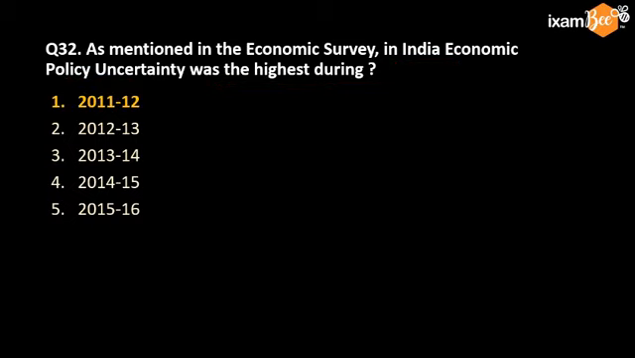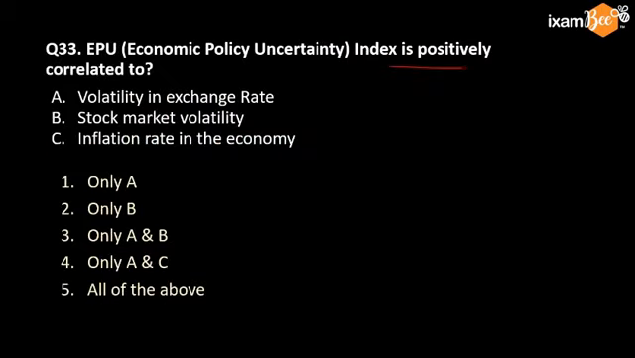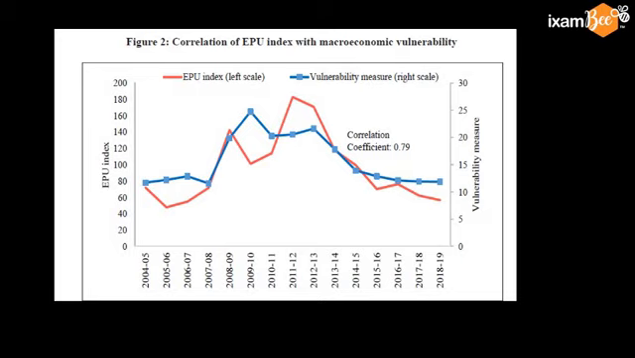The answer is policy uncertainty was highest during 11-12, and see what kind of graph we can draw from this index, EPU Index, policy uncertainty in India. So 11-12 it was highest, and then it got some peak during the taper tantrum of the US. EPU Index is positively correlated to, you have 3 statements here: volatility in the exchange rate, stock market volatility, and inflation rate in the economy. Correct, because all these 3 increase the uncertainty.